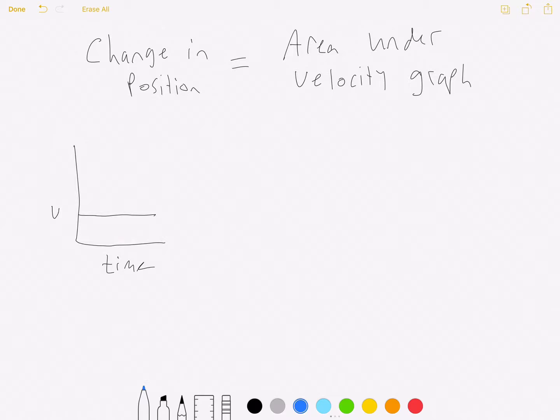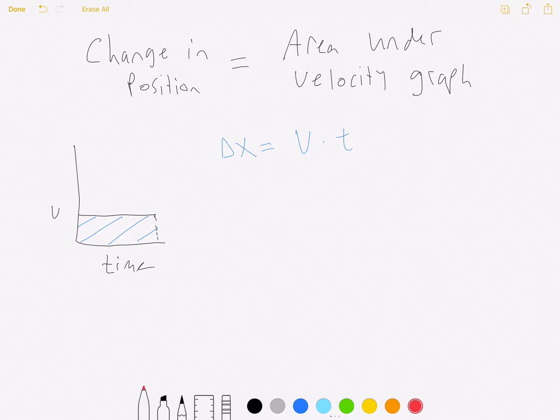Well, to find the area under this, it's pretty straightforward because I just have a rectangle, right? And the area of a rectangle is length times width. So to find delta x in this scenario, all I do is velocity times time, right?